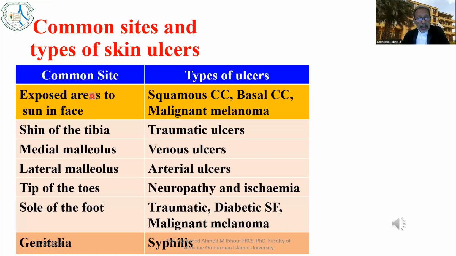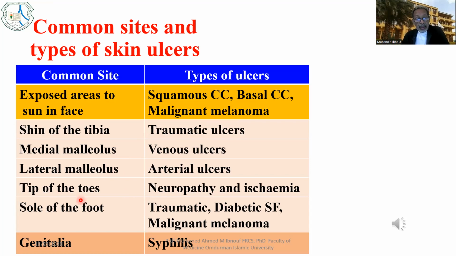Now, the common sites of ulcers. In the face, we find ulcers in the sun-exposed areas, like squamous cell carcinoma, basal cell carcinoma, and malignant melanoma. In the tibia, commonly we find traumatic ulcers. However, in the medial malleolus, we may find venous ulcer, while in the lateral malleolus, we can find arterial ulcers. At the tip of the toes, usually we find neuropathic ulcers and ischemic ulcers.